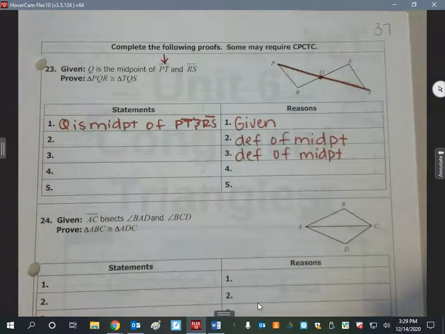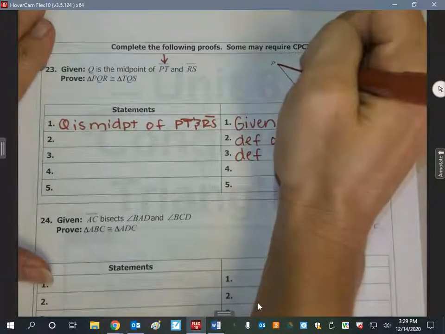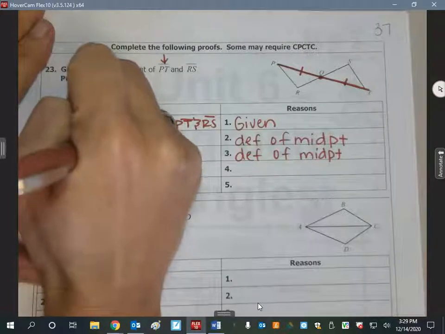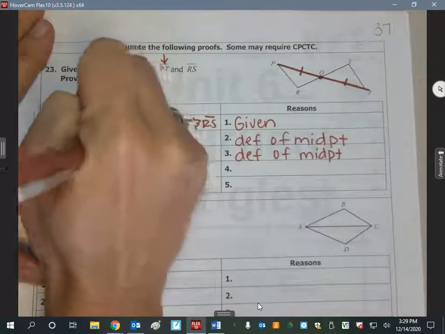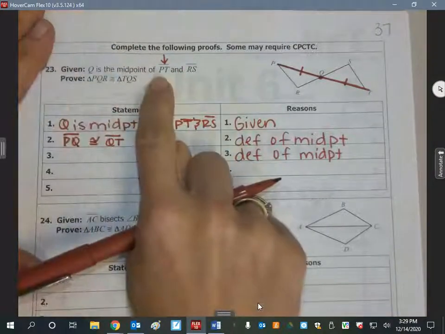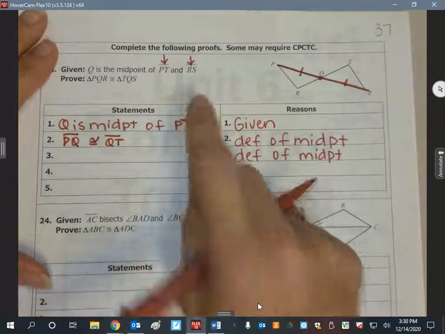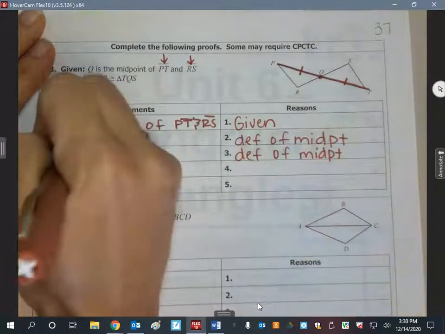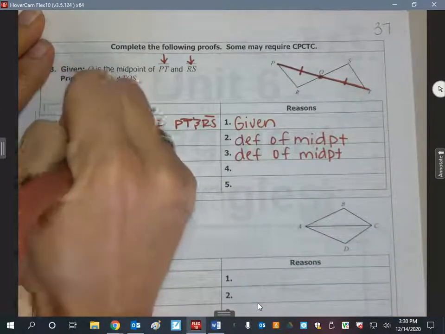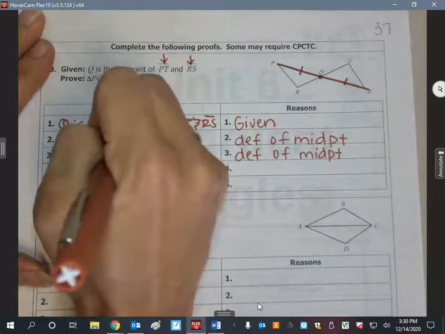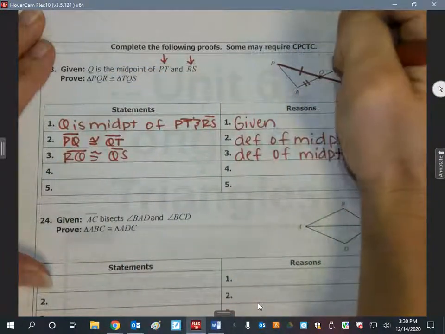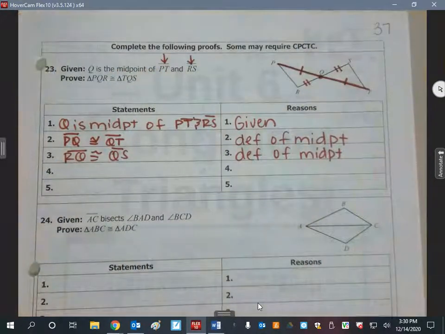of PT. So what two things are equal? PQ is equal to QT. And that takes care of PT. Now let's take care of RS. What two things should be equal if Q is the midpoint of RS? RQ is congruent to QS. And that is all of our given information.